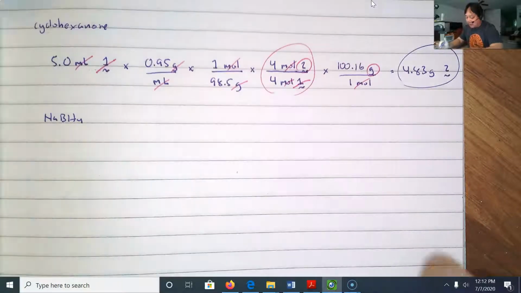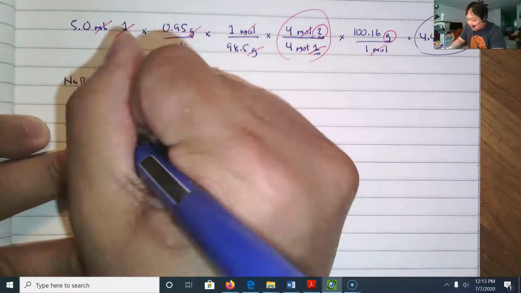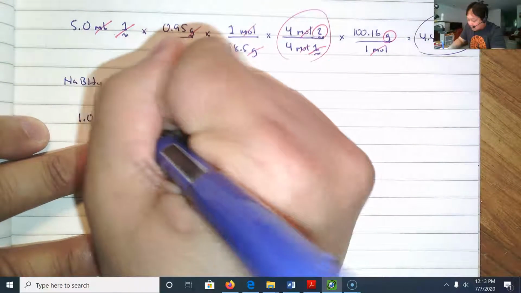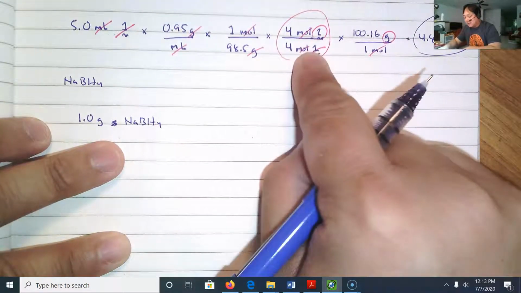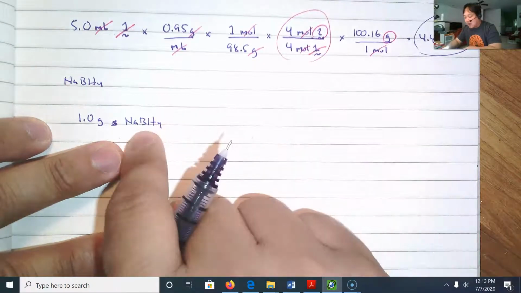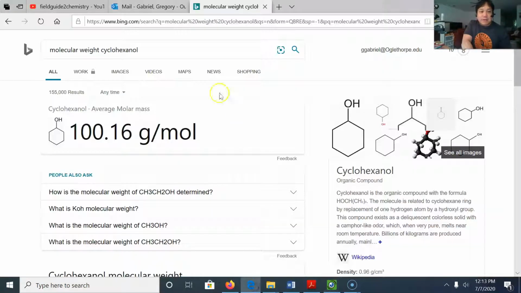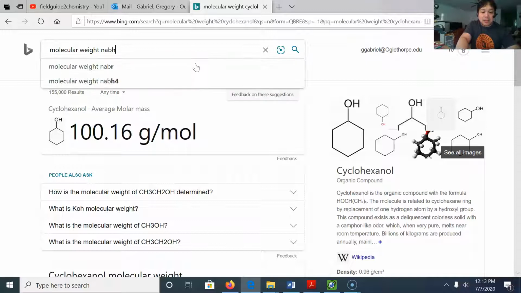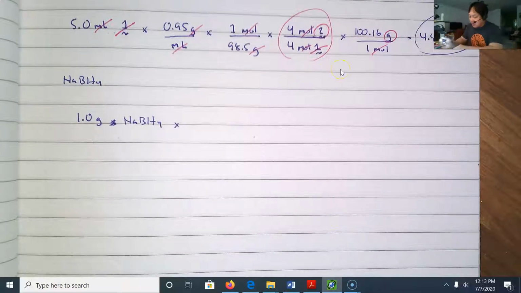1 gram of sodium borohydride. 1.0 grams times, oh, what do I want to do? I have to give the identity of this, because again, when we do the mole bridge, that's when you switch identities. From the mole bridge, we went from 1 to 2. Here I need to go from sodium borohydride to 2. Molecular weight of sodium borohydride, NaBH4, 37.83. Where does that go? On the top or the bottom?